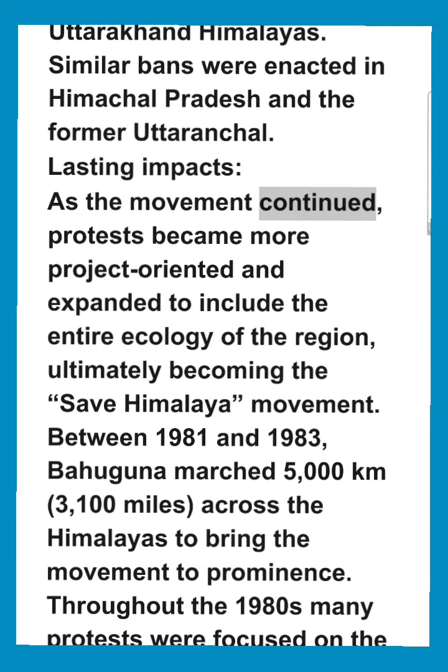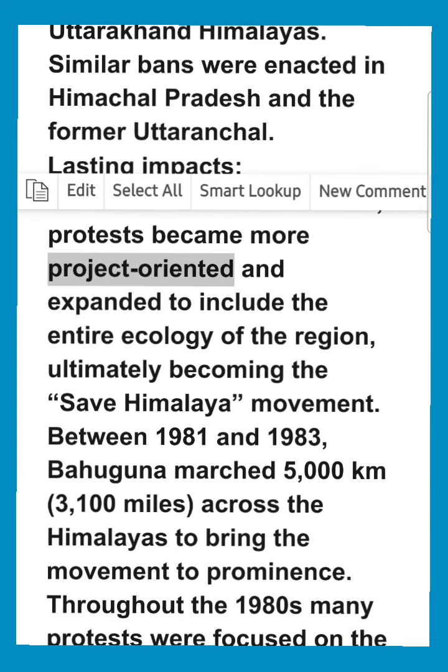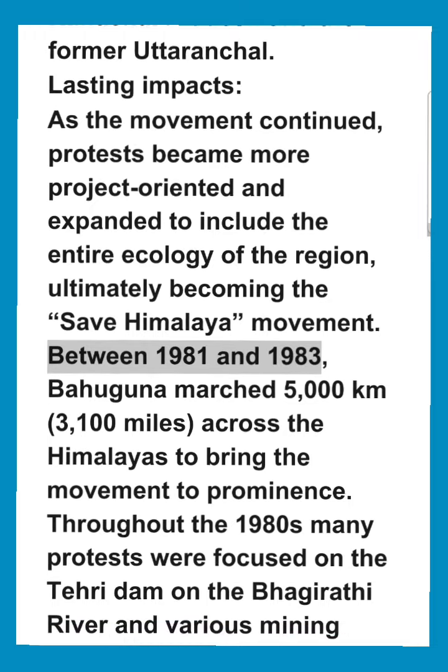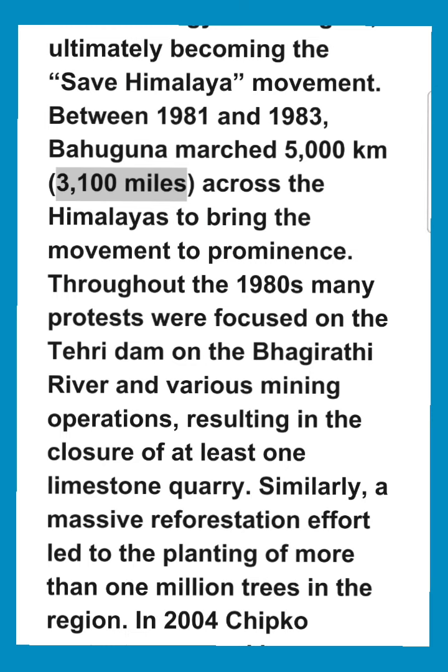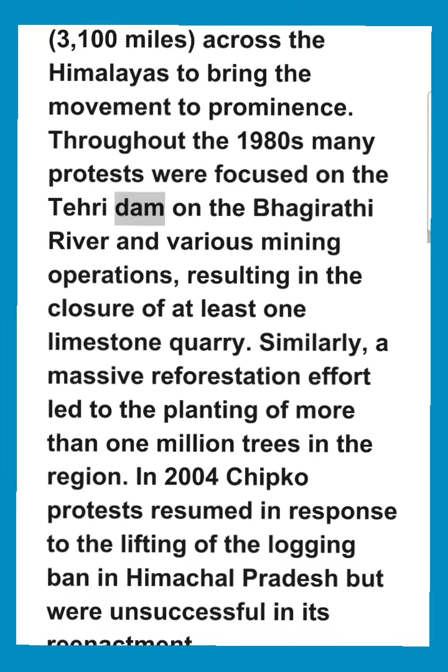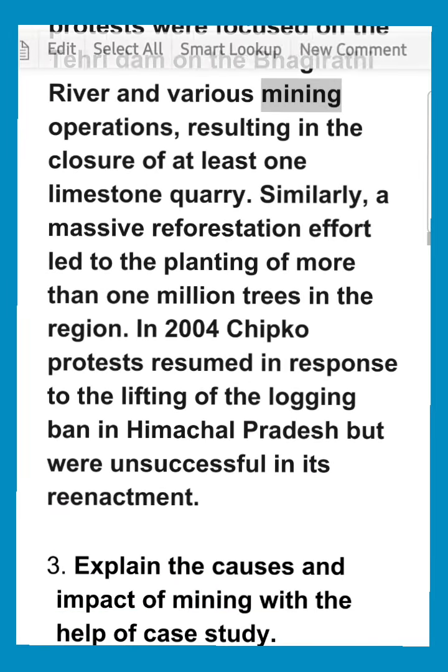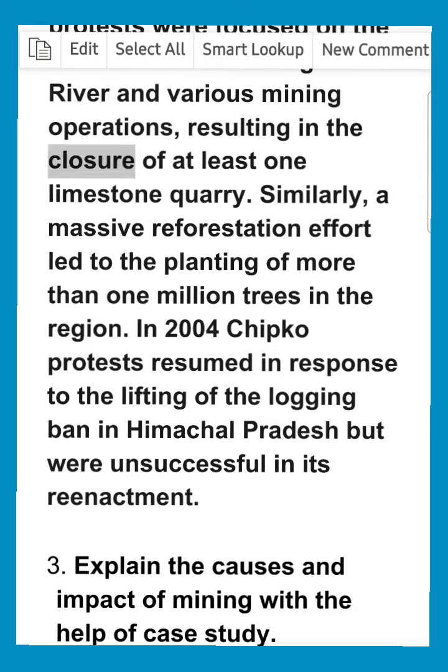As the movement continued, protests became more project-oriented and expanded to include the entire ecology of the region, ultimately becoming the Save Himalaya movement. Between 1981 and 1983, Bahuguna marched 5,000 kilometers, 3,100 miles, across the Himalayas to bring the movement to prominence. Throughout the 1980s, many protests were focused on the Tehri Dam on the Bhagirathi River and various mining operations, resulting in the closure of at least one limestone quarry.